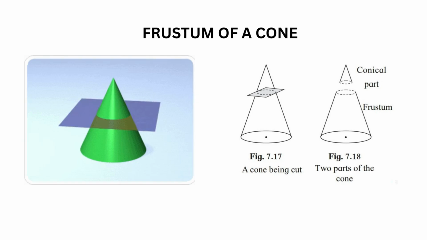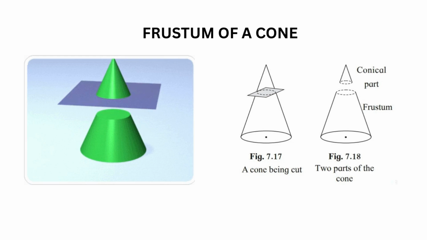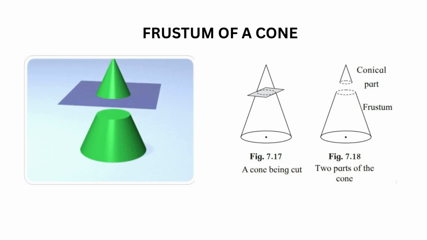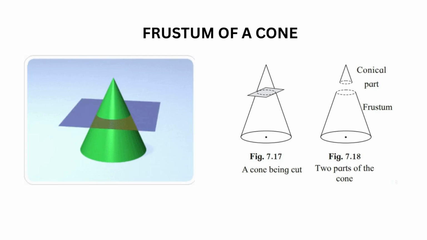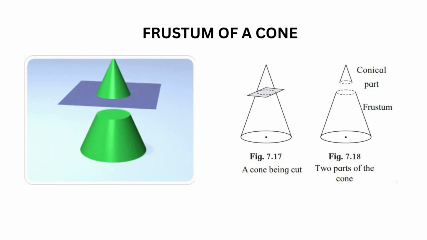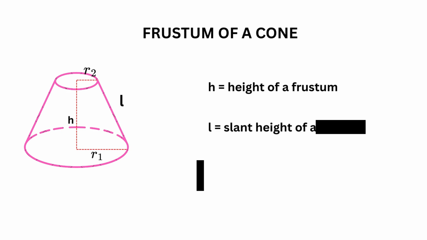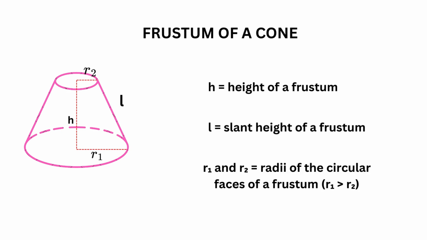Here, you can see how a frustum is formed. A cone is cut by a plane parallel to its base. The top portion becomes a smaller cone, and the bottom portion that remains is called the frustum. The image shows a frustum of a cone, which is the part of a cone that is left when the top is sliced off by a plane parallel to the base.